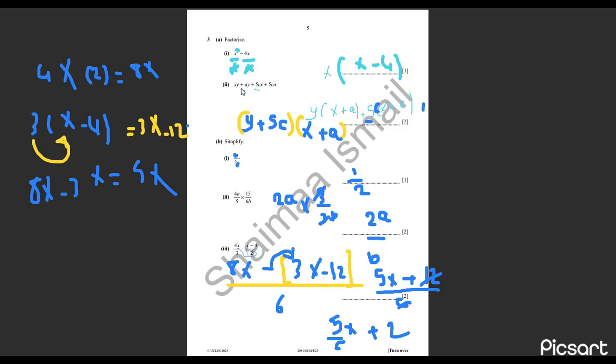Okay, before you leave any page, just make sure that you solve all the questions inside this page, at least with your eyes. Let's see the next.